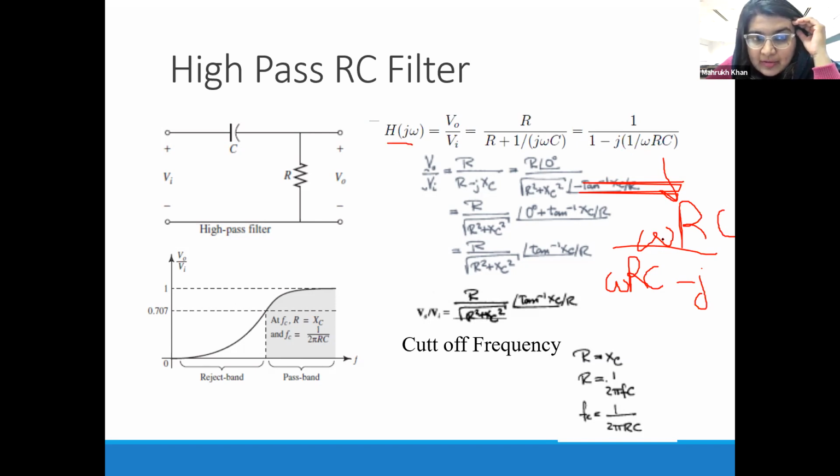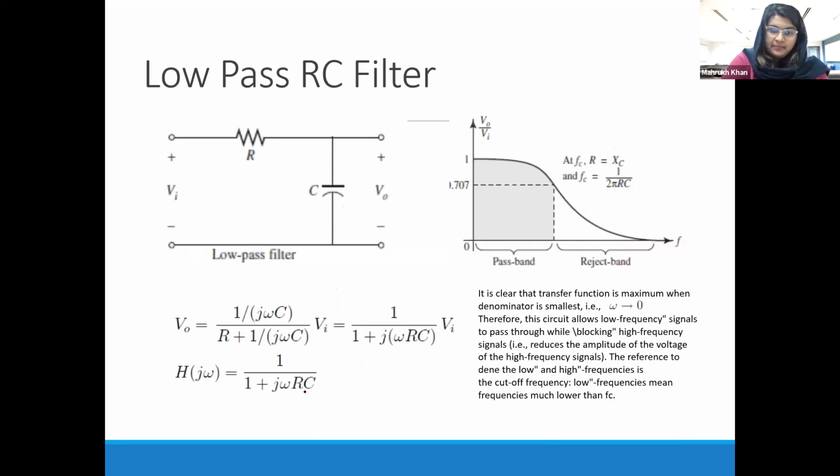When your omega is maximum, your transfer function is maximum. So it is directly proportional to the frequency, but not in this case, okay? In this case, this is a low pass filter. Low pass filter means that it passes only low frequencies. So let's see whether it will work or not.